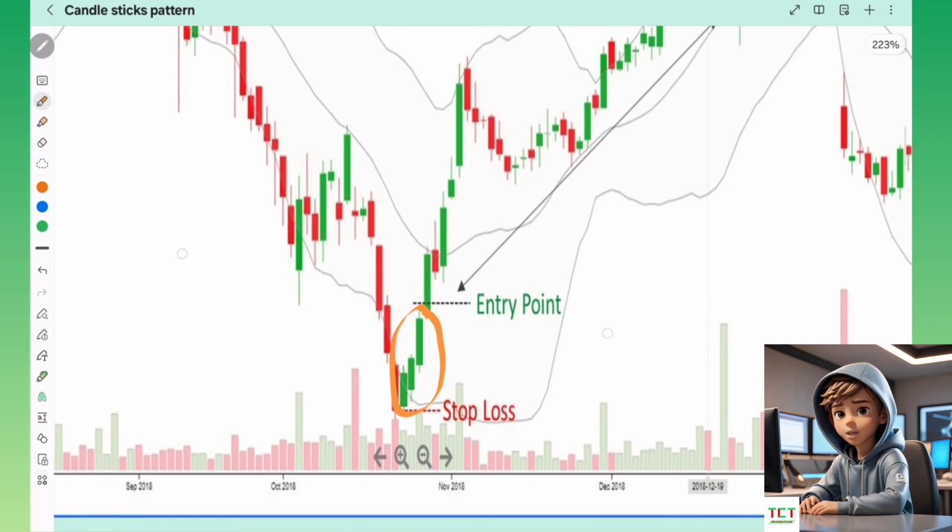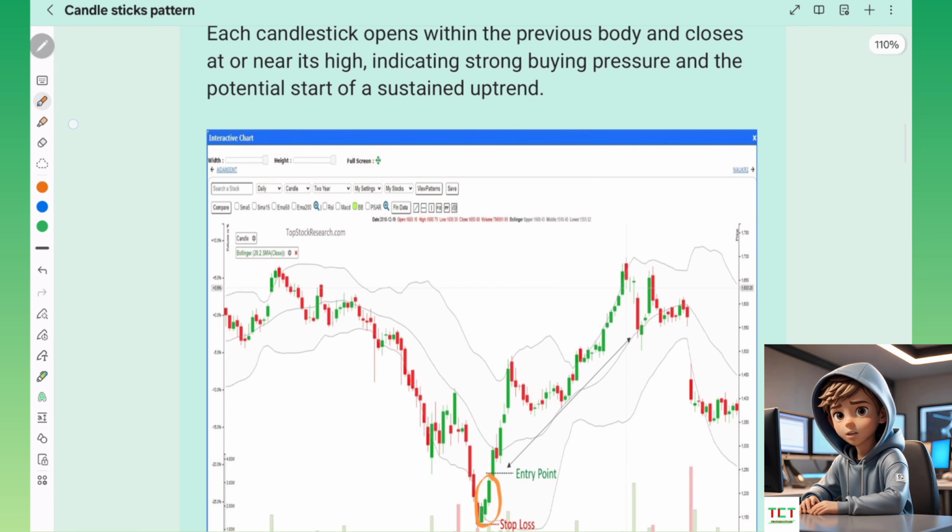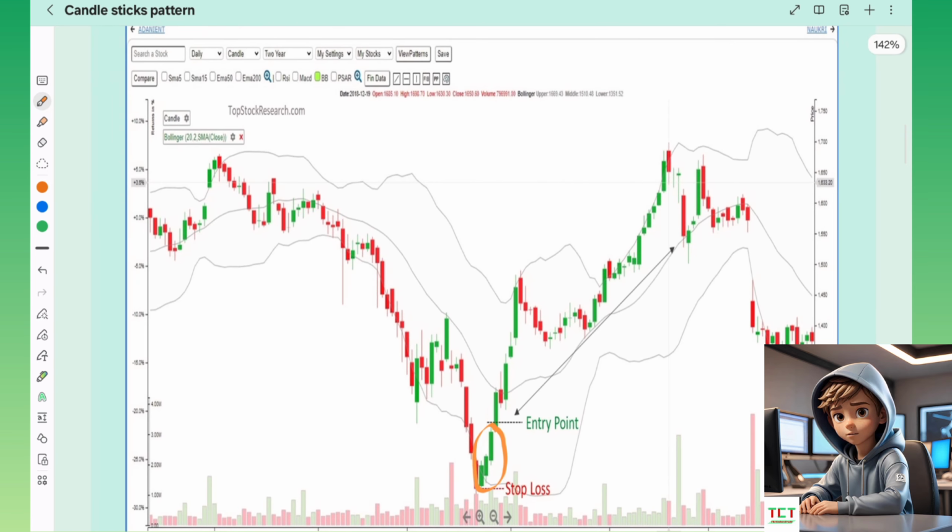Now here's the key characteristics you need to look for. Each candlestick should open within the previous candle's body and close at or near its high. Also, the wicks should be small or almost no wicks. The 3 white soldiers pattern consists of 3 consecutive long bullish candlesticks with small or no wicks. Each candlestick opens within the previous body and closes at or near its high.